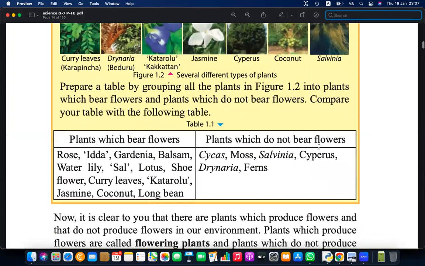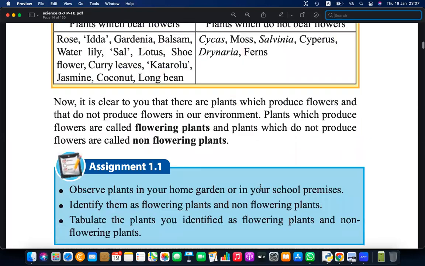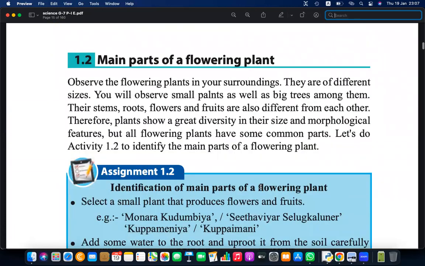Okay, you can see these plants. So cycas, moss, salvinia, cypress, Drynaria, ferns, these are non-flowering plants, right? And plants like the rose, gardenia, balsam, water lily, sal, lotus, these are flowering plants, right? A lot of flowering plants are there, but when compared to the flowering plants, there is a smaller number of non-flowering plants, right?